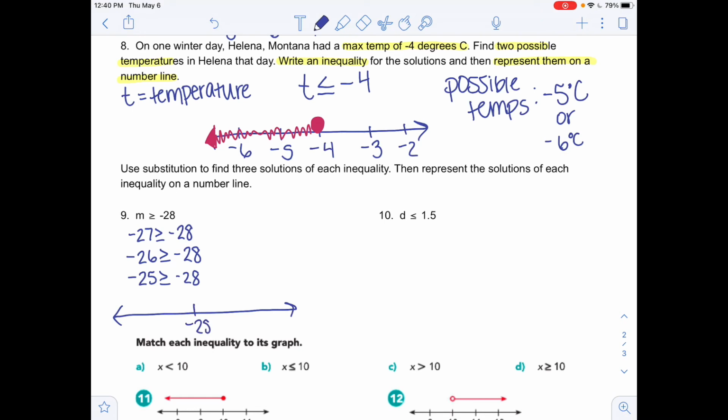On my number line, I have -28, -27, -26. On the other side, getting more negative or smaller. Since this includes equal to, my point on -28 is going to be closed, and I want to shade everything that would be greater than that, so shading to the right.